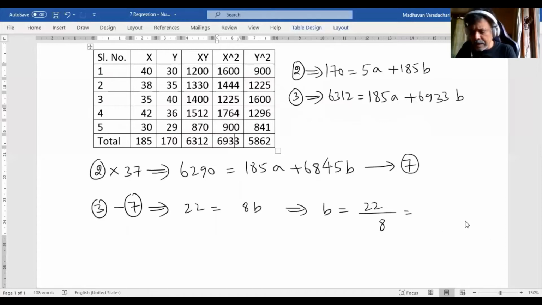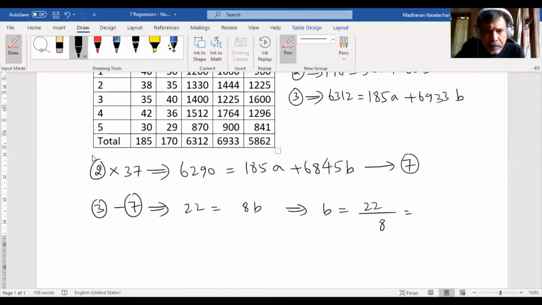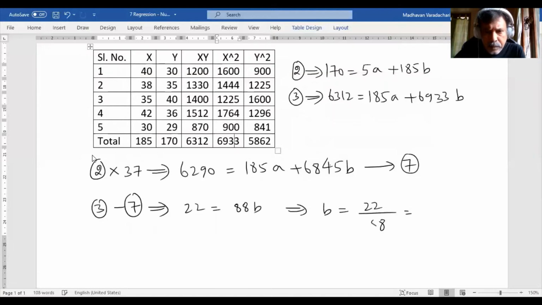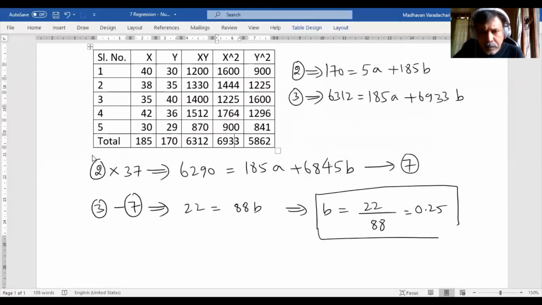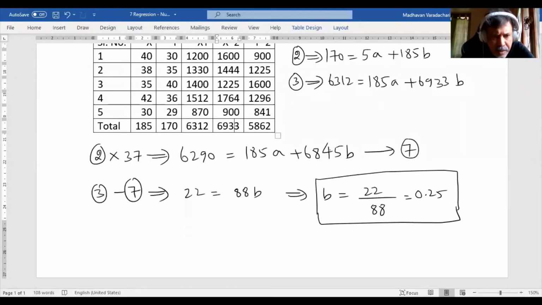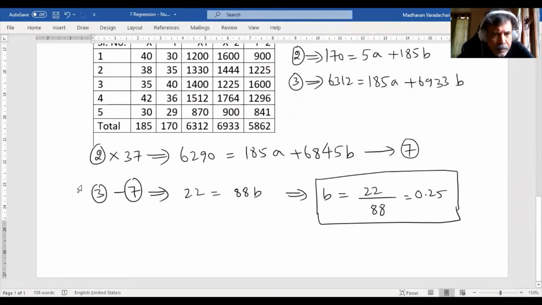I'm sorry, instead of 138, it should be 88. So let me write the correct data: 88. So we get 0.25 as the b value. Right. So now that we got the b value, let me substitute this in equation 2.